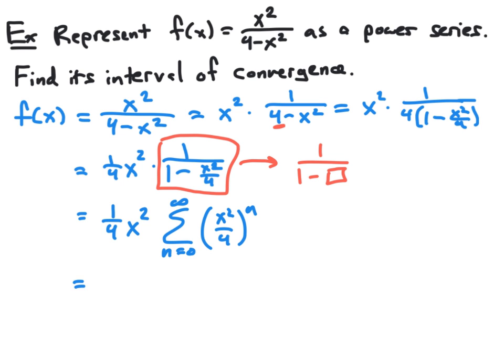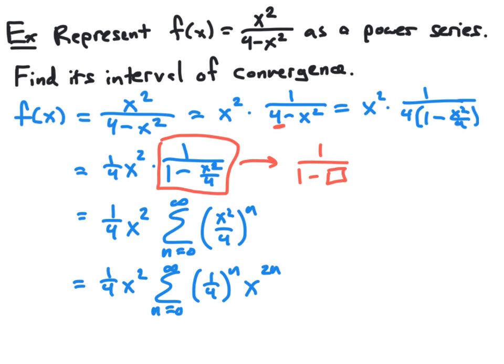And now we just do some algebra with this. We, of course, have 1/4 x squared. Our series term, when we expand this out, we're going to see that we get a 1/4 to the n multiplied by x to the 2n. And so we have 1/4 x squared, sum n equals 0 to infinity of 1/4 to the n x to the 2n.